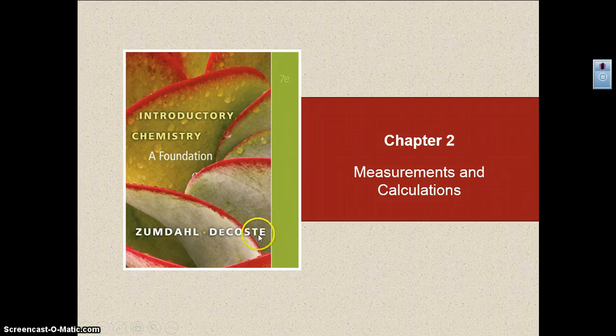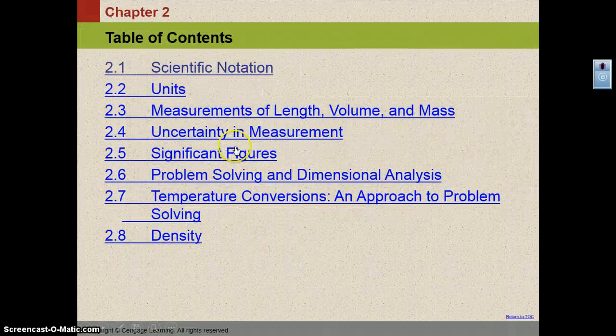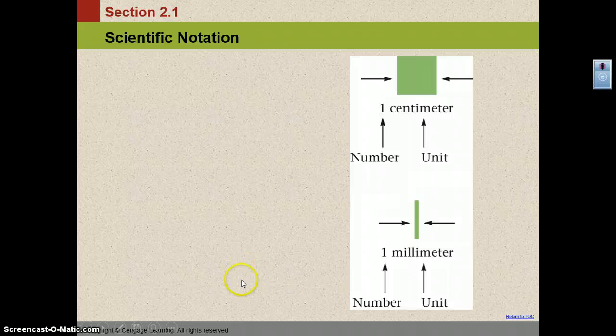Chapter 2, Measurements and Calculations. Today we're going to focus on section 2.1, 2.2, and 2.3. I'm going to start with scientific notation.